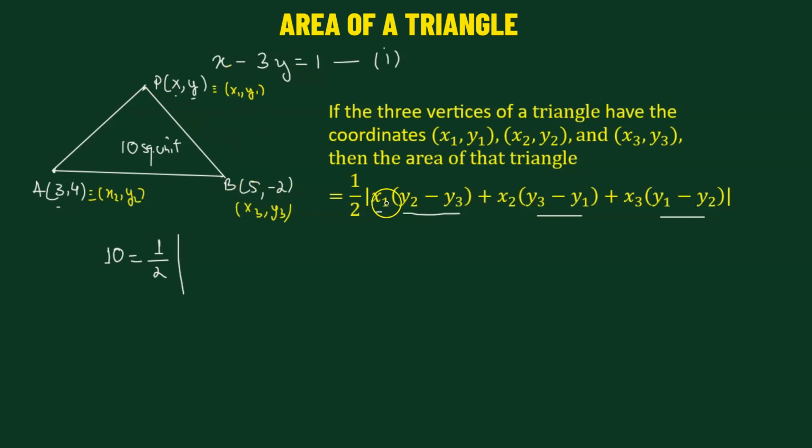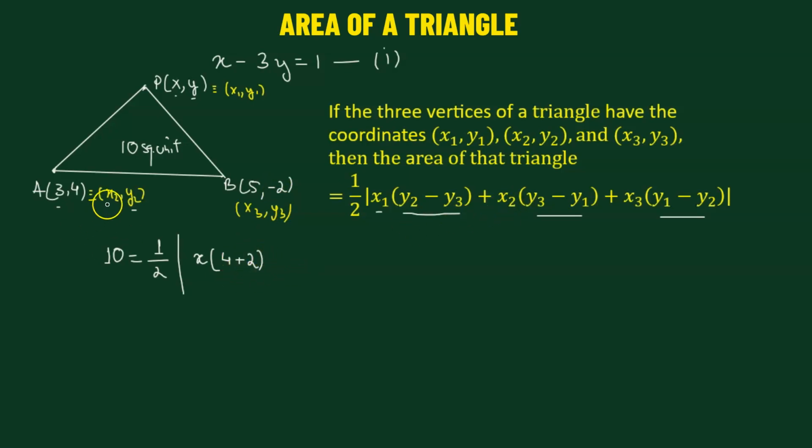Fine. So let's begin. Here we need x1, which corresponds to x. So we have x multiplied by y2 minus y3. Here y2 corresponds to the y coordinate of A, which is 4. And from here, we subtract y3, the y coordinate of B, that's negative 2. Since we're subtracting, we get negative of negative 2, which makes it positive. So we have x times 4 plus 2.